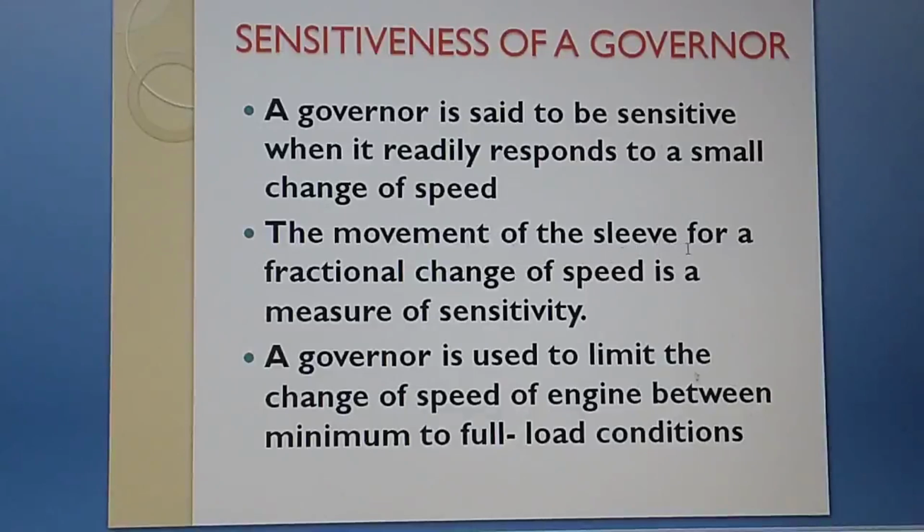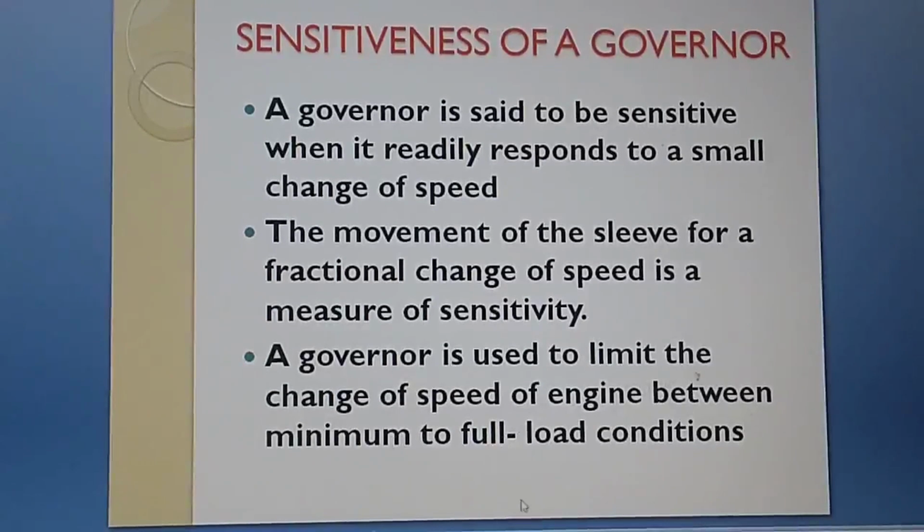So the movement of the sleeve for a fractional change of the speed is a measure of the sensitivity, and a governor is used to limit the change of the speed of the engine between the minimum to the full load condition. So a governor is always used to limit the change of the speed of the engine between the minimum to the full load conditions.